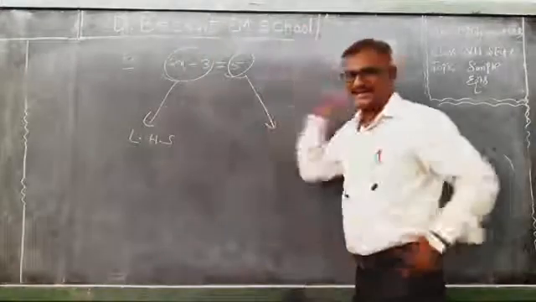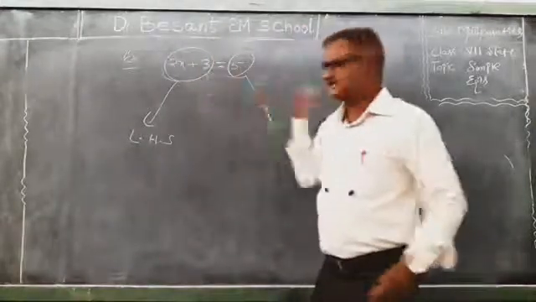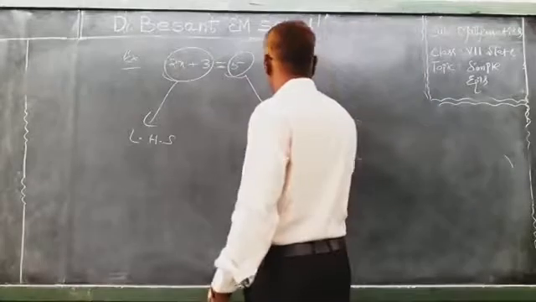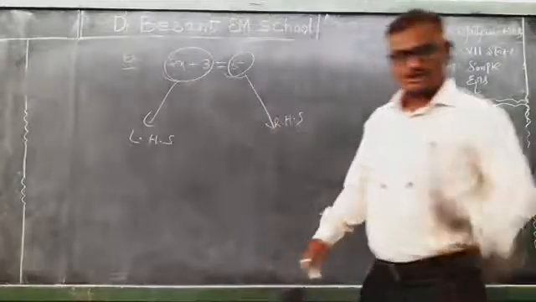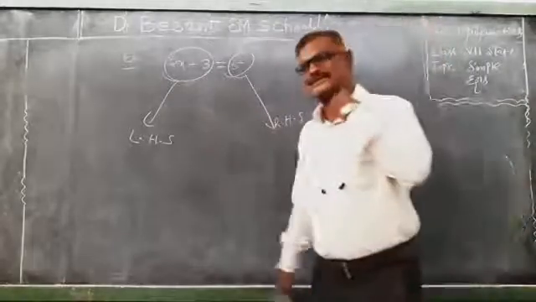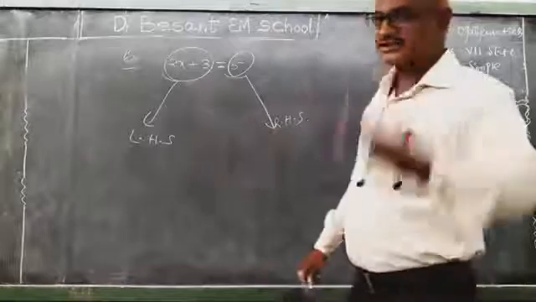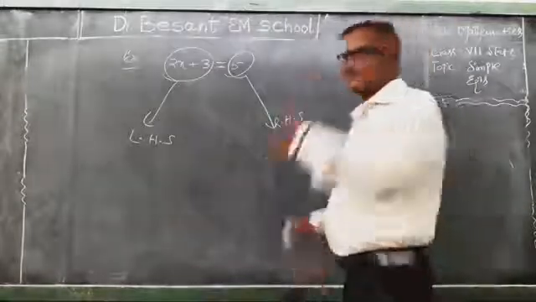And also the part which lies right hand side of the equality is called RHS. So in this equation, 2x plus 3 is equal to 5, what is LHS? 2x plus 3. What is RHS? 5.